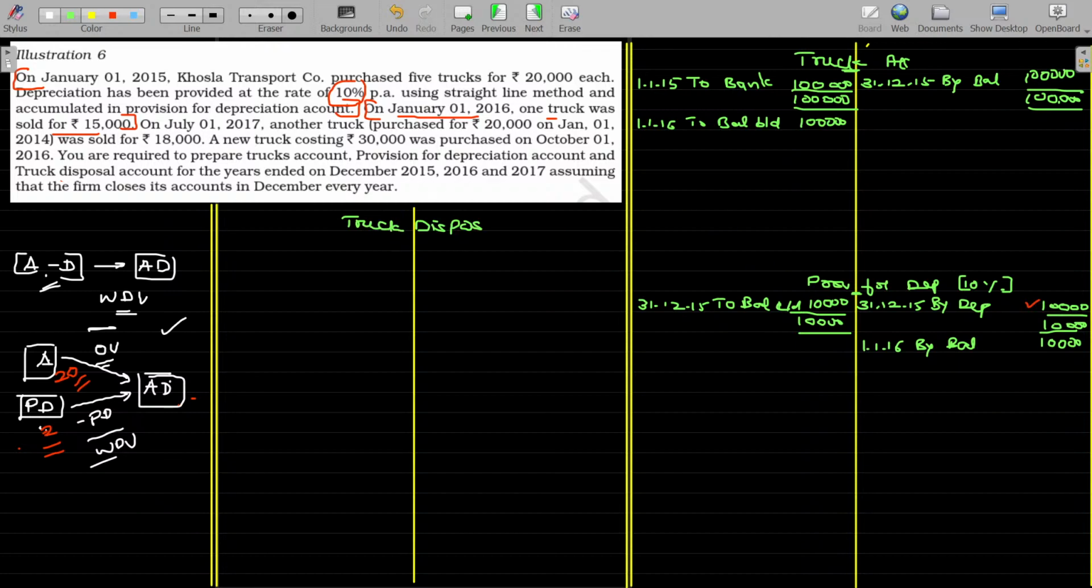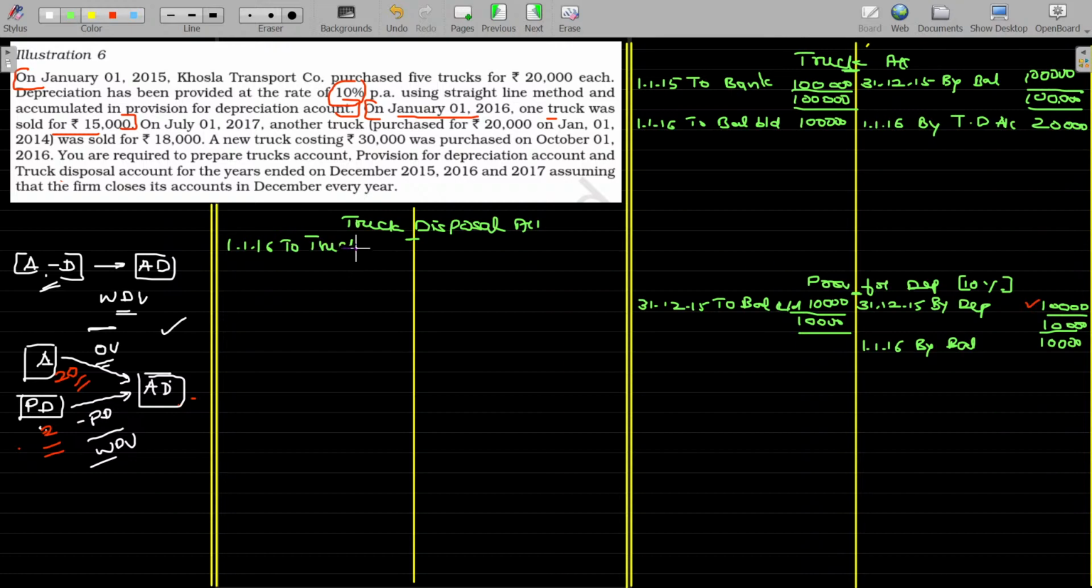Okay, truck disposal account. The asset sold is transferred on the same date, 1/1/16, to the truck disposal account, the TD account. I request you to write it fully yourself. The value being 20,000. So here on 1/1/16, to truck account.